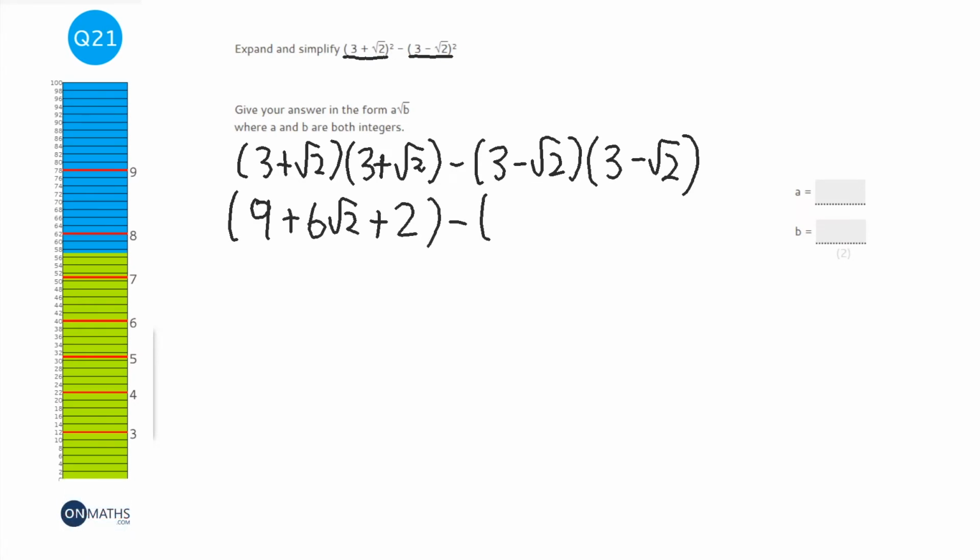Okay, so second one, 3 times 3 is 9. And we've got minus 3 root 2 minus 3 root 2, which is minus 6 root 2. And then we've got minus root 2 times minus root 2. 2 minuses make a plus, and root 2 times root 2 is 2.